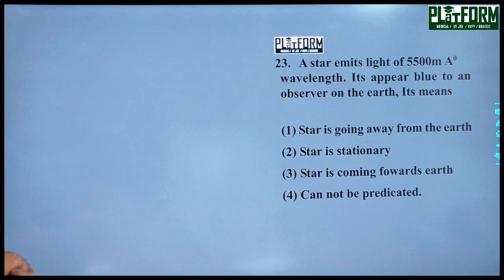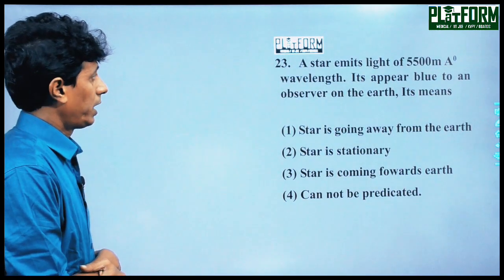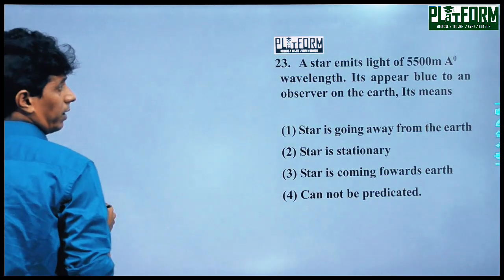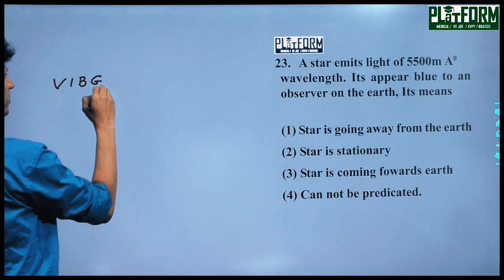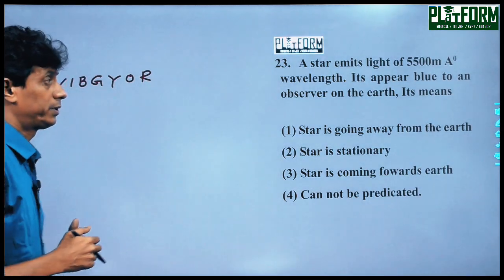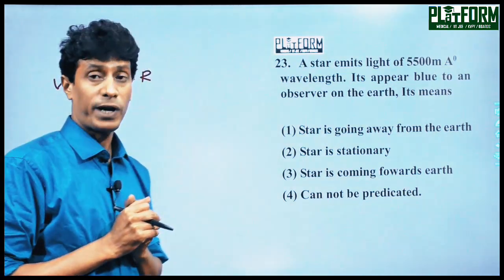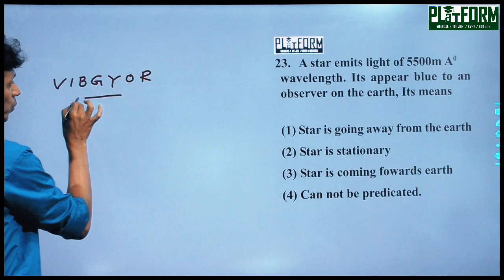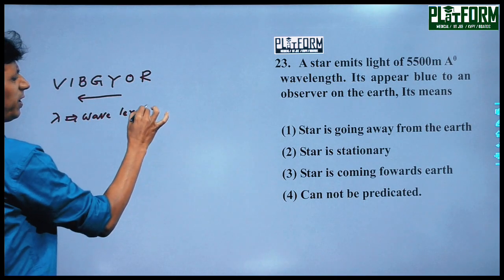Next problem. A star emits light of 5500 Angstrom wavelength. It appears blue to an observer on the earth. It means, as we know VIBGYOR, the average sensation of a star from the earth, if we see a star in the sky, the sensation of light in a human eye is normally yellow. Since it appears blue, we can say the wavelength decreases.